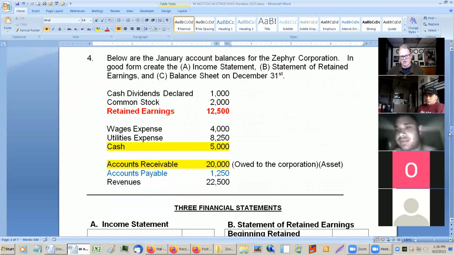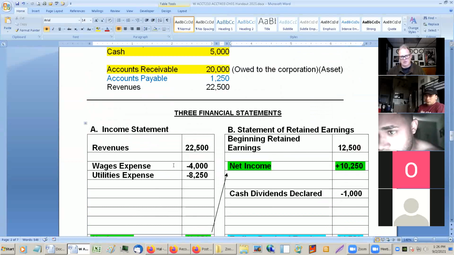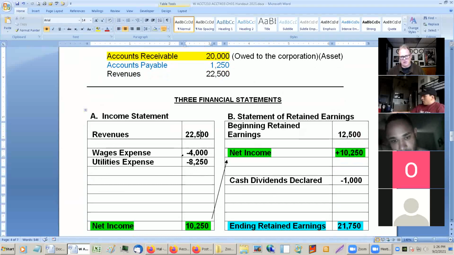It was 10,250. Yeah. So you're gonna take the 22,000 revenue and subtract out the expenses. So you just slide it over to the next one too. That's the net income for the beginning. It's the same income.